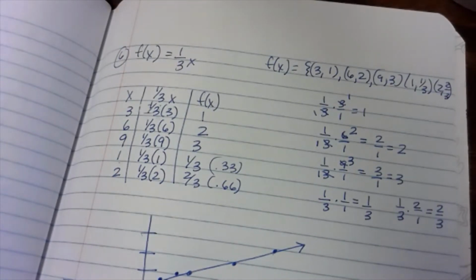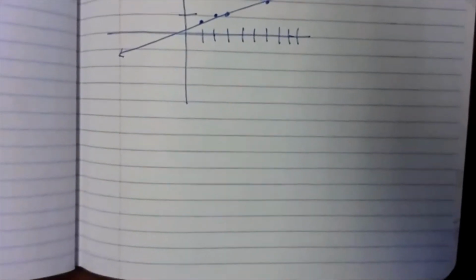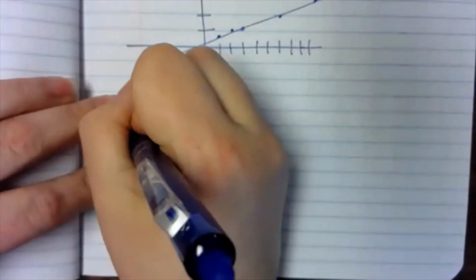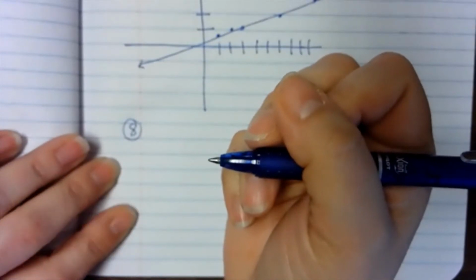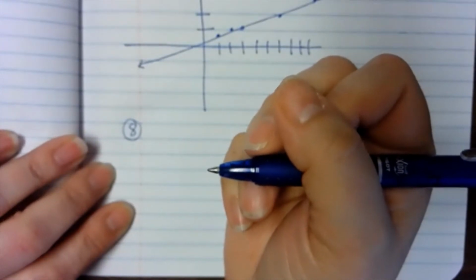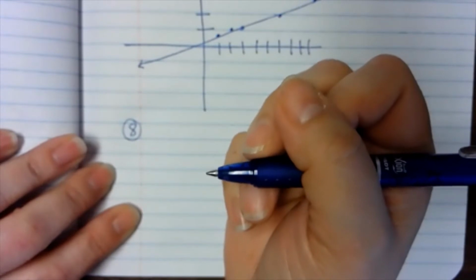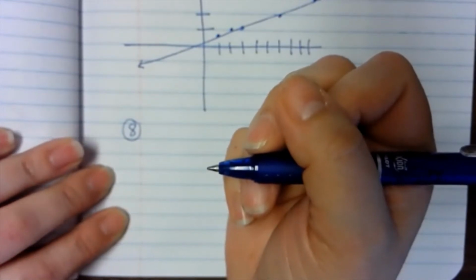Okay, so for that, I'm going to move it down a little bit, and Jace, this is recorded, so you can go back and get the rest of it. All right, so they want us to use a notation to write a rule for each function, okay?